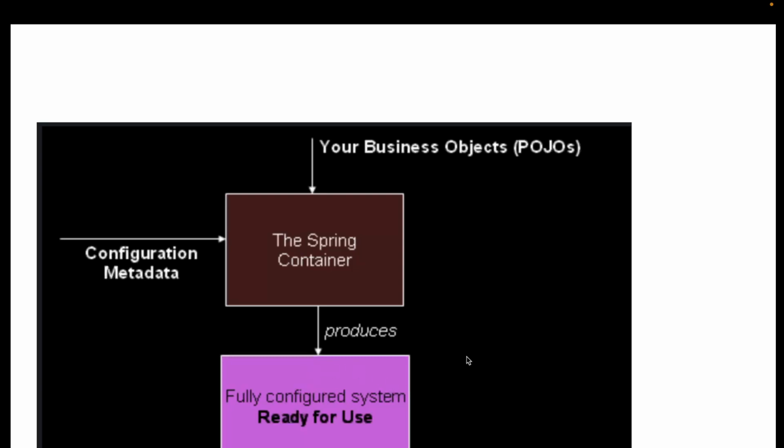So that was the architecture, or the life cycle of Spring Boot, that we had talked about earlier. That's the life cycle, and these are your business objects being maintained by the Spring container, and with the help of some configuration metadata, it makes the configured system, which is used by our application.